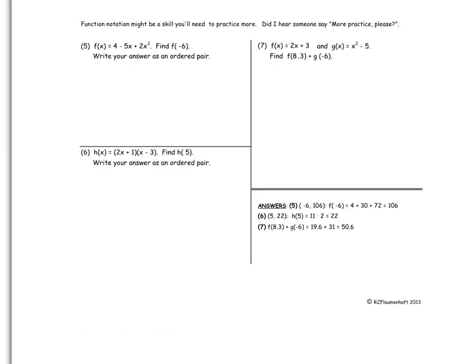Function notation is a skill you need to practice in order to get good at it, and because I know you're all thinking more practice, please, here are 3 more examples. I defined f of x. I told you which x I wanted to use. I defined h of x and f of x again, and g of x. And I wrote examples that are very, very easy to organize using function notation. The answers are down here. Hopefully they're all correct. If they're not, I expect to hear from you sooner rather than later.